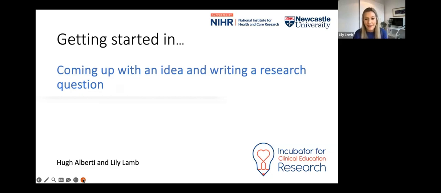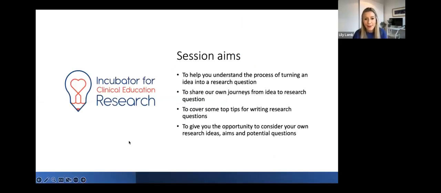So these are our aims. We're hoping that by the end of this session, you'll have a bit more of an understanding of the process of turning an idea into a research question. We're intending to share some of our own journeys from idea to research question. We're going to cover some of our top tips for writing a research question. And then, given, as Hugh said, that this is going to be mainly about small group discussions, giving you the opportunity to consider your own research ideas, aims, and potential questions is the plan.